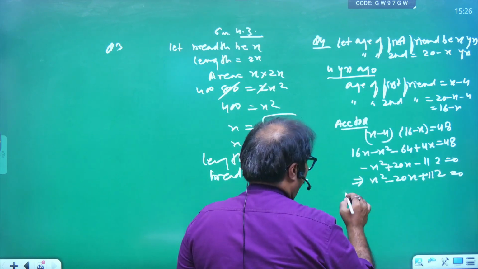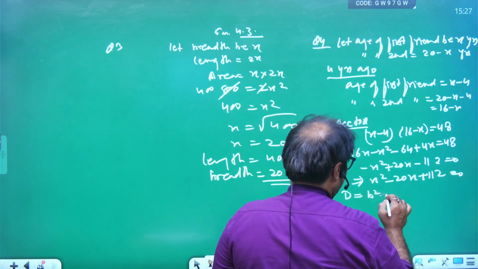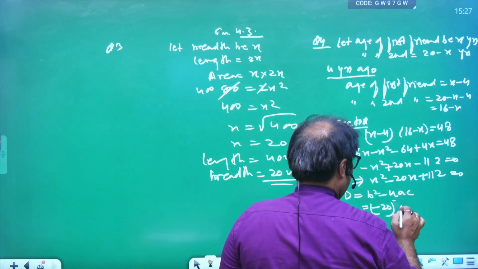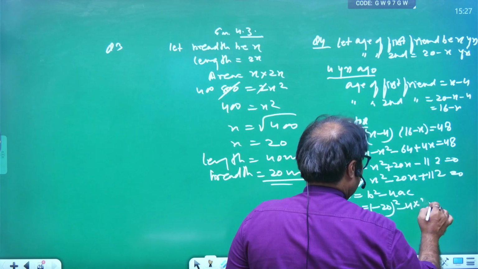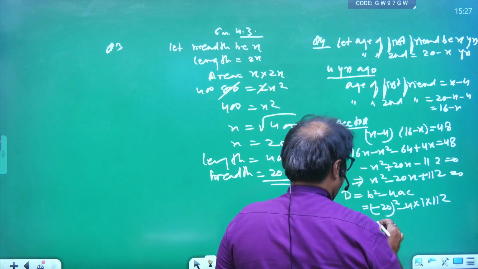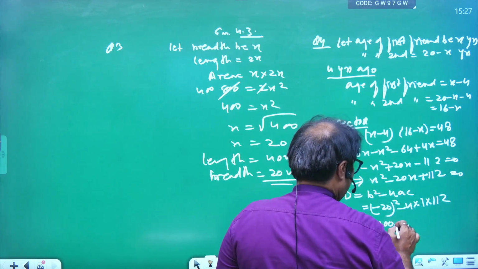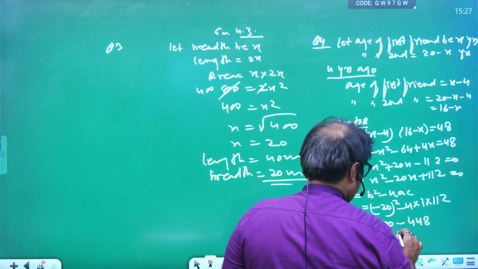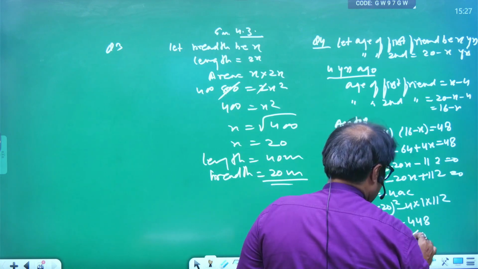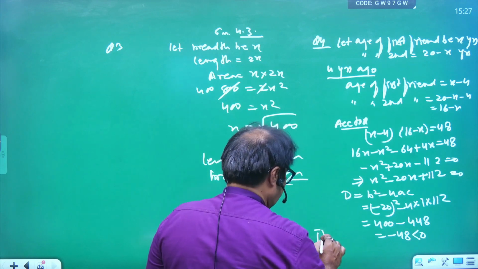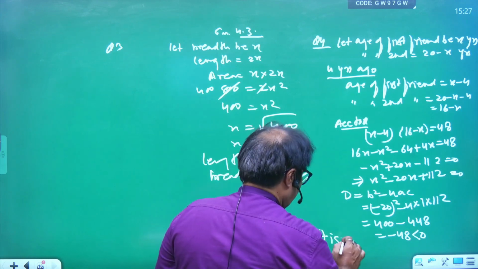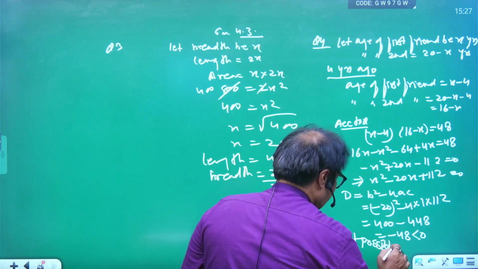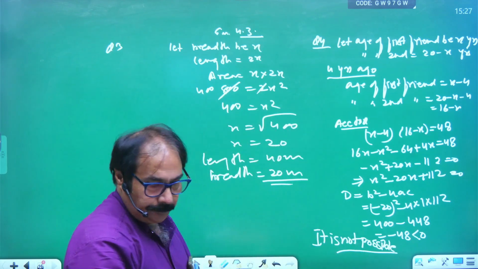Okay. And now find D. D is equal to b square minus 4ac. So minus 20 square and minus 4a, where a is 1 and c is 112. So this is 400 minus 448, which is minus 48, which is less than 0. It means this situation is not possible because the discriminant is coming negative, right?